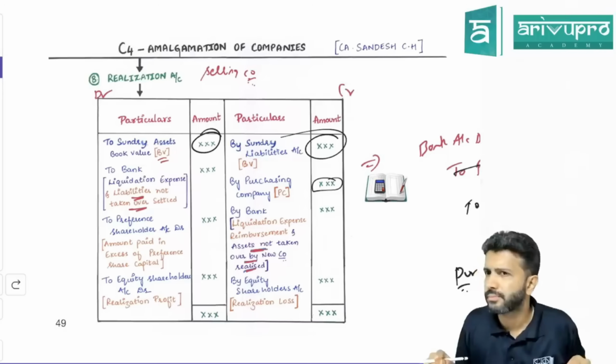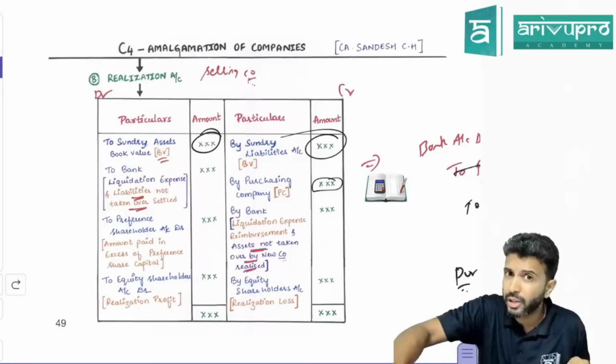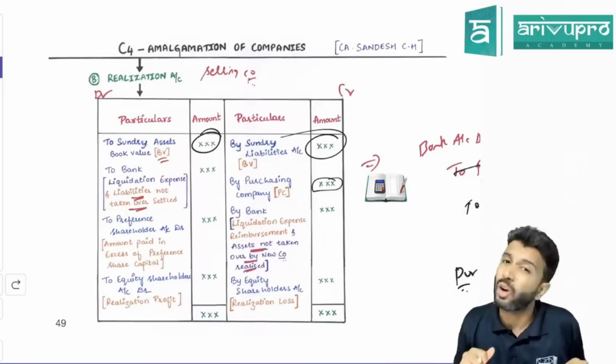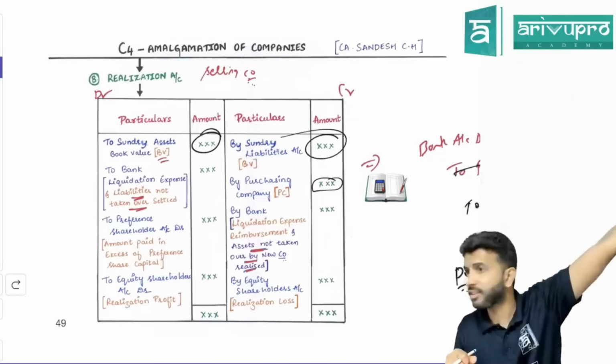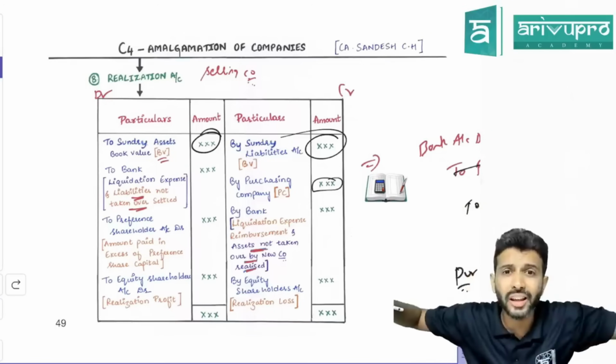We will sell it. Now this machine, was it taken over by the new company or not taken over? Not taken over. So we will sell it. But this machine I've already transferred to the realization account. So the machine ledger is already closed.